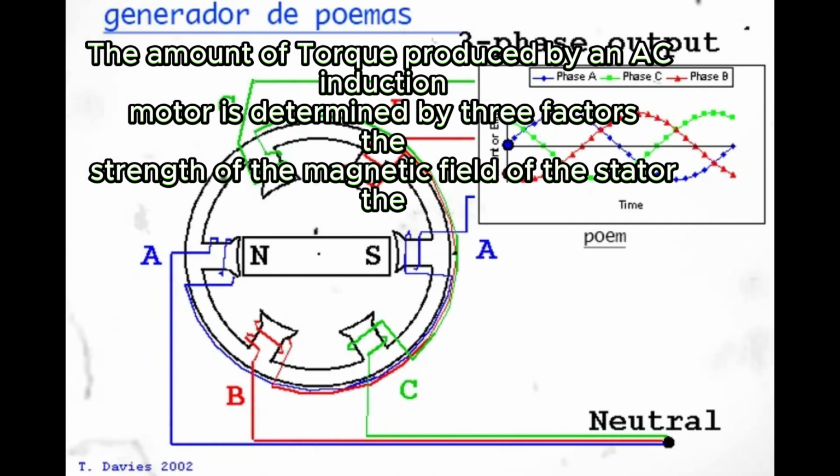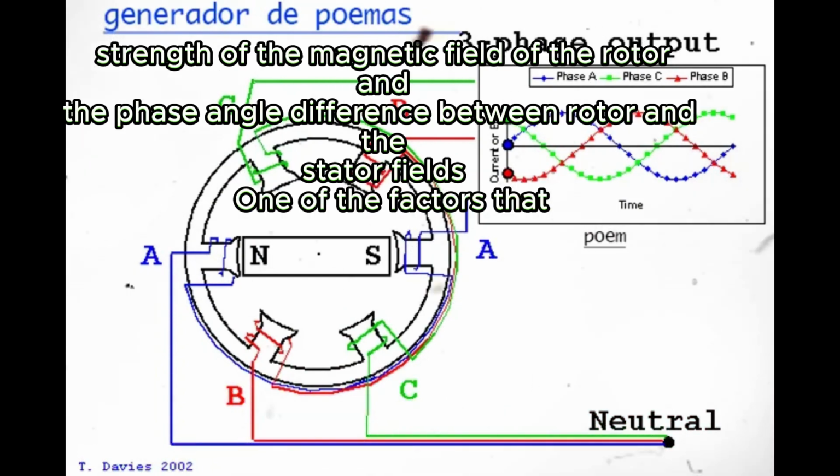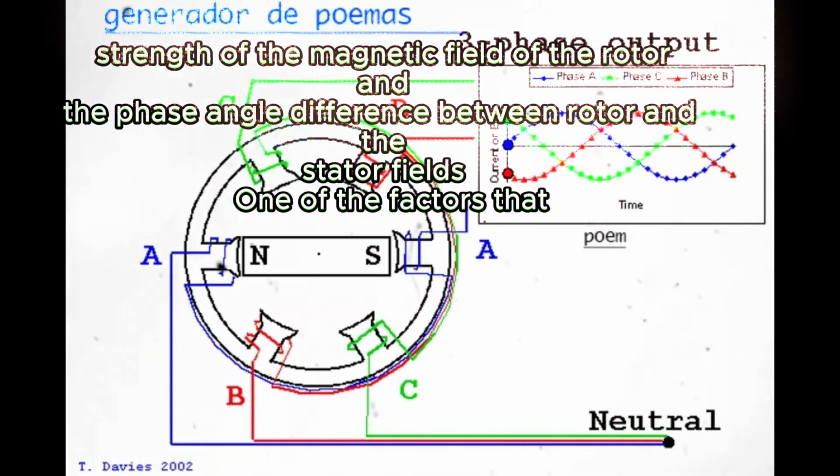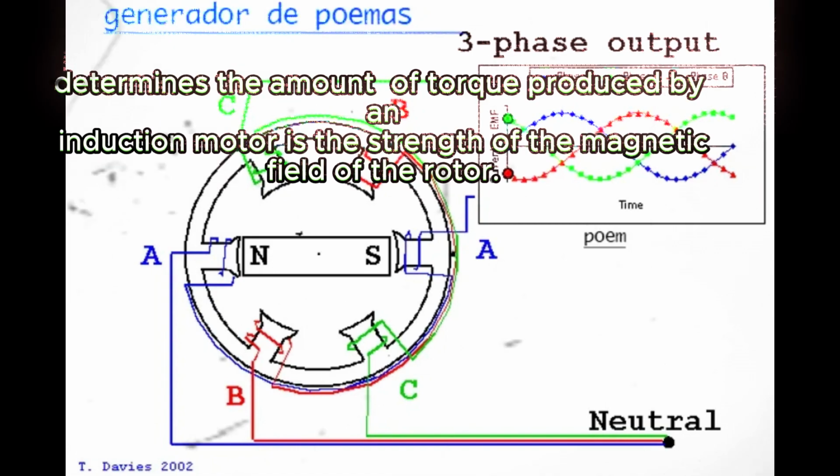The amount of torque produced by an AC induction motor is determined by 3 factors: strength of the magnetic field of the stator, strength of the magnetic field of the rotor, and the phase angle difference between the rotor and stator field. Some of the factors that determine the amount of torque produced by an induction motor is the strength of the magnetic field of the rotor.